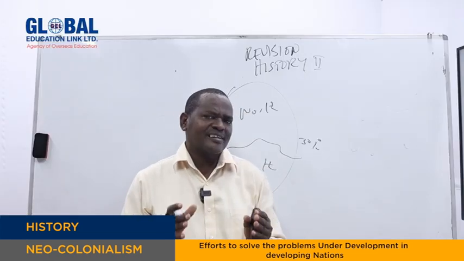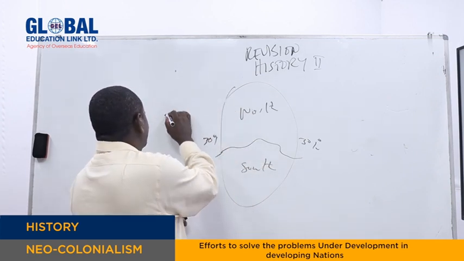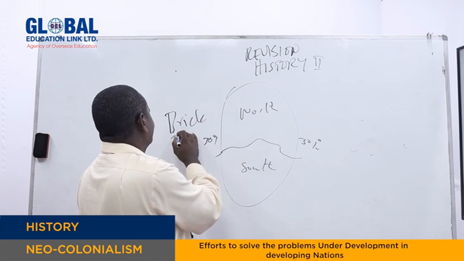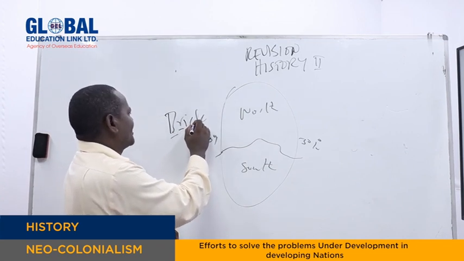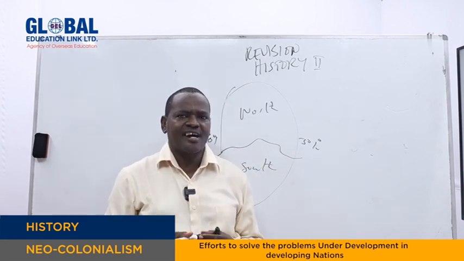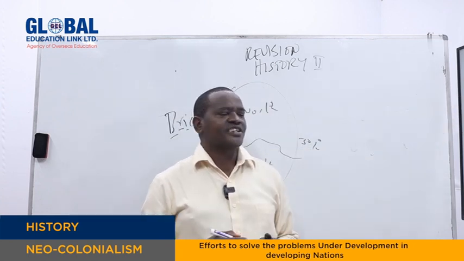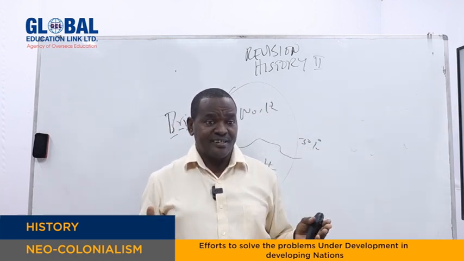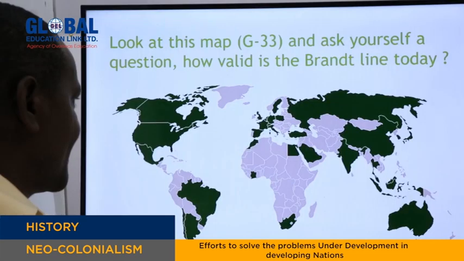In short, there are a group of countries which emerged, and they are called the BRICS: Brazil, Russia, India, China, and South Africa. Those countries are regarded now as industrialized countries, and they're among the G33 countries in the world. So that means the Brandt line, as he drew it, is not valid today as we speak.